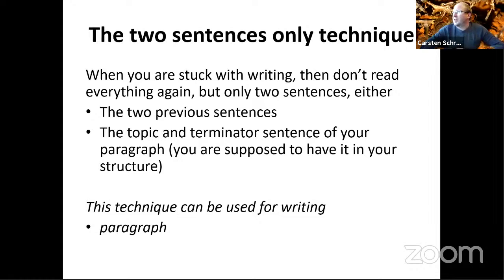The 2 sentences only technique relates to the fact that if one gets stuck with writing, often people start reading everything in the paper and not really making any progress. So this technique says when you get stuck, don't read everything, only go back 2 sentences, because what you want to write now has to connect to the 2 previous sentences, and don't look at everything from the beginning again. It can also be used the other way, that the 2 sentences you look at are only the topic sentence and the terminator sentence of the paragraph you're working on. You look only at these 2 sentences, and what you have to write now has to fit in between these 2.